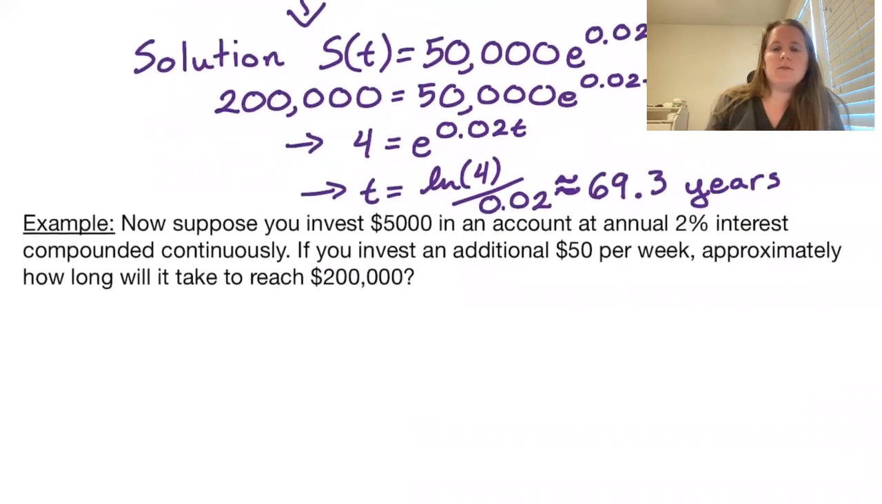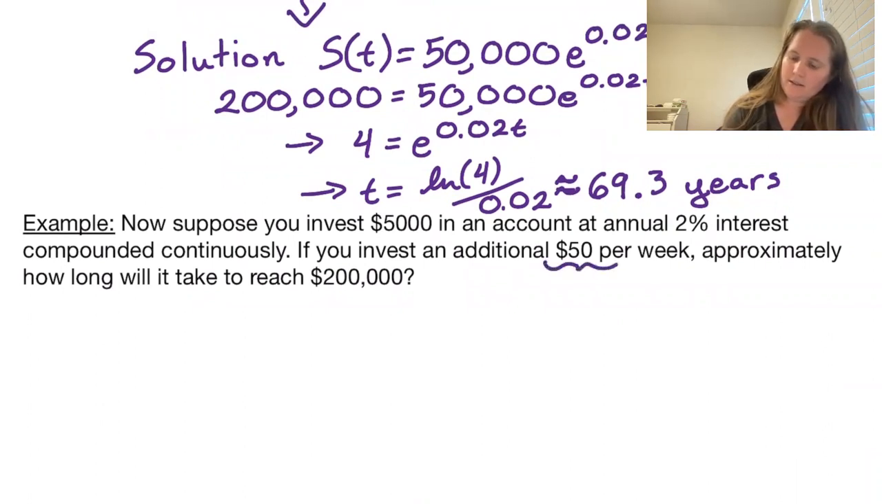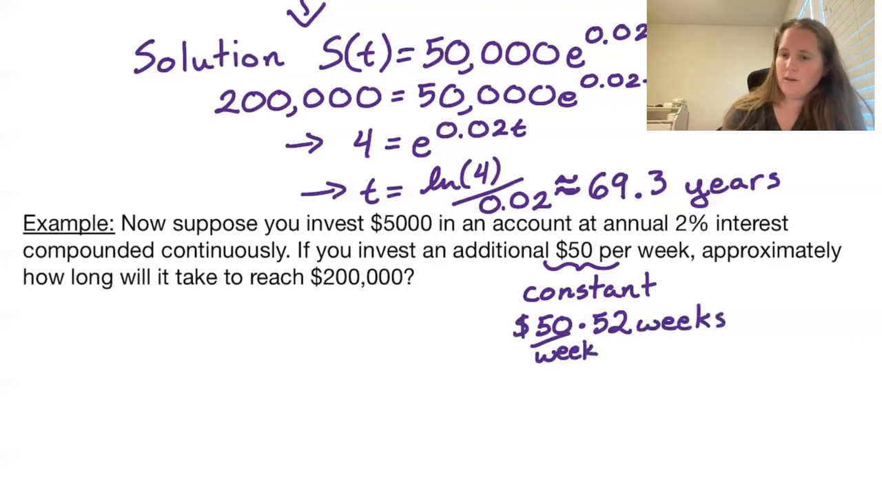Now let's modify this. Let's suppose that you just put in $5,000 to start at an annual 2% interest compounded continuously. And then let's say you invest an additional $50 per week. We want to know approximately how long will it take to reach $200,000. So we've modified our differential equation here. So we are adding a constant $50 per week times 52 weeks per year. Or we're adding, what is that? $2,600 per year.